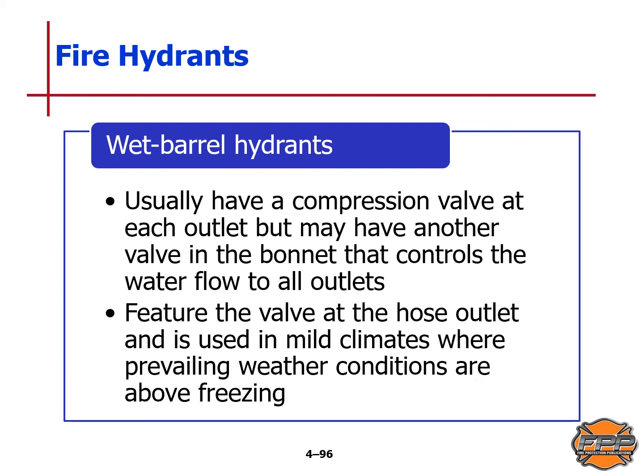With a wet barrel hydrant, there's usually a compression valve at each outlet, but it may have another valve located in the bonnet that controls water flow to all outlets. They feature a valve at the hose outlet, and this is used in mild climates where prevailing weather conditions are above freezing.